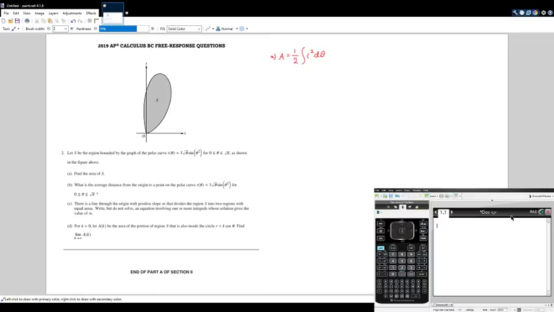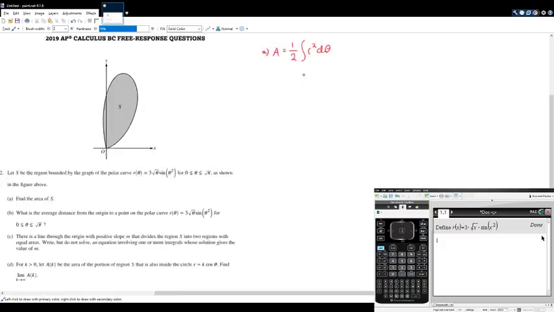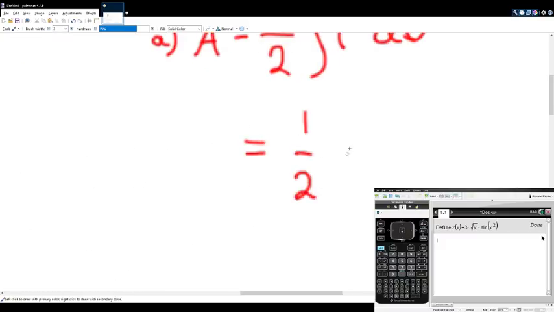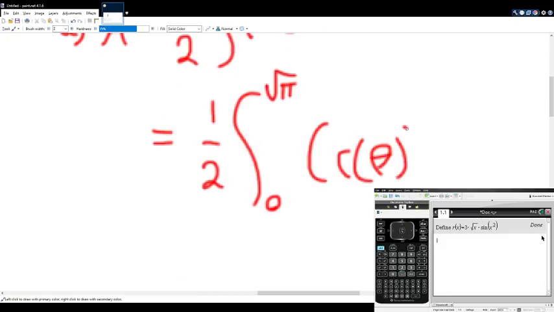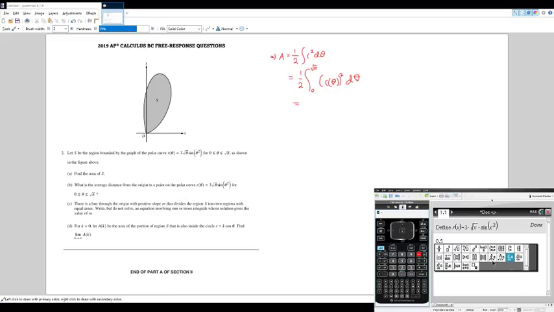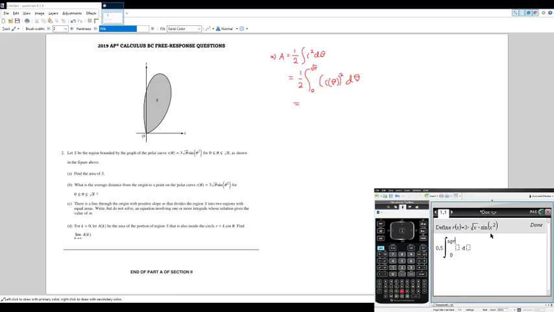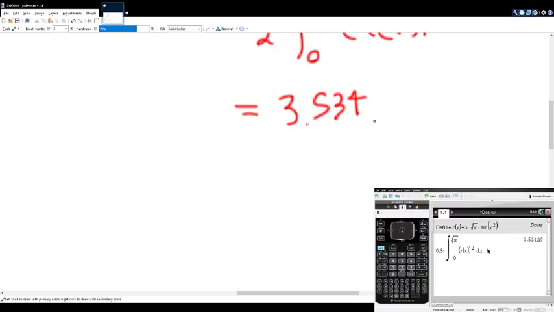First, let's go to our calculator and define this polar function. Define r, let's use x here: r of x equals 3 square root x times the sine of x squared. So the area for the polar curve is going to be 1/2 times the integral from 0 to the square root of pi. It already gives you the bounds. Of r of theta squared d theta. And this equals 1/2 integral from 0 to square root pi of r of x squared dx, which is equal to 3.534. That is the answer for part A.